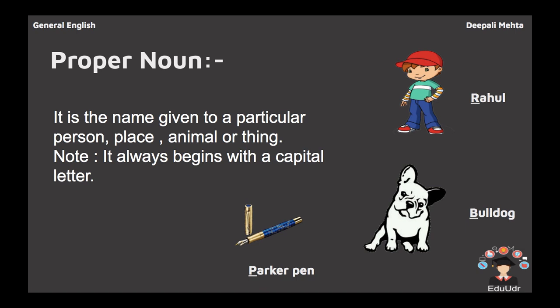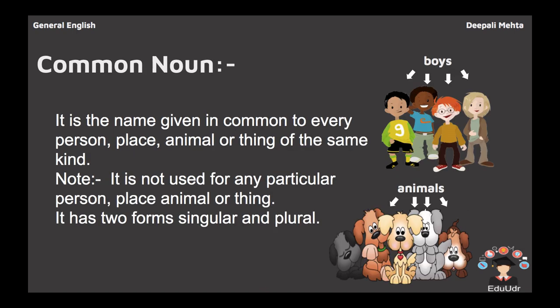Then comes common noun. Common noun is the name given in common to every person, place, animal or thing of the same kind. For example, boys. Boy is a class which includes every particular boy, maybe Rahul, Ronit, Ronil, anyone. These boys come under the class boys. For example, animals. Animals include every particular animal: giraffe, lion, deer, cat, cow. Any animal comes under the class animal.